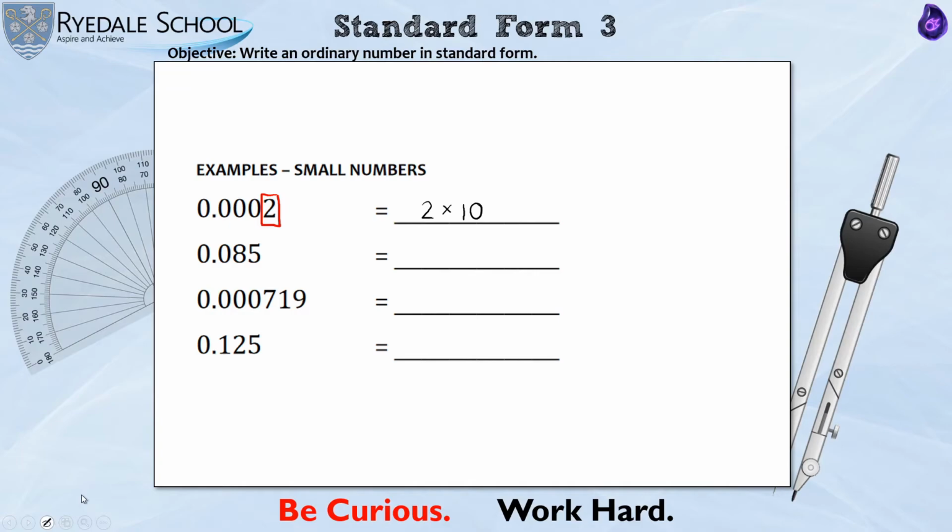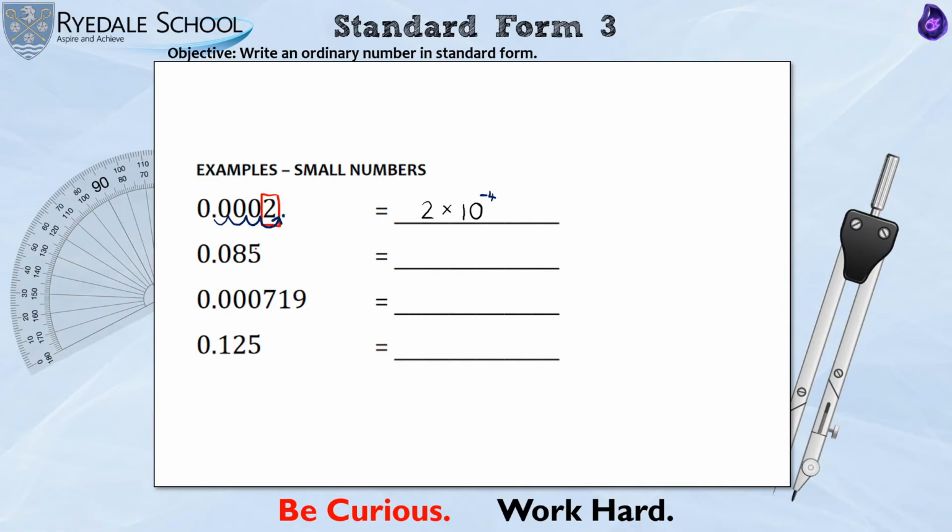Where do I need my decimal to jump to? Well, I need it to jump to the end of 2. That's where the decimal would be in 2. 1, 2, 3, 4 places. Times 10 to the power 4. But hang on a minute. It is a small number, so it's not power 4. It is negative 4.